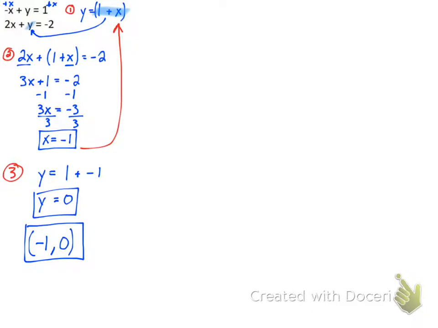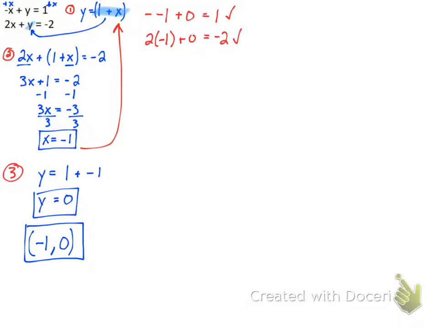Again, I do want to double check these. So I want to plug the ordered pair negative 1, 0 into my original equation. When I plug it into the top, I get negative 1 plus 0 is equal to 1. A negative 1 is the same thing as positive 1, so 1 plus 0 is equal to 1. That's true. And the second one, 2 times negative 1 plus 0 is equal to negative 2. 2 times negative 1 gives me negative 2. Negative 2 plus 0 is negative 2.